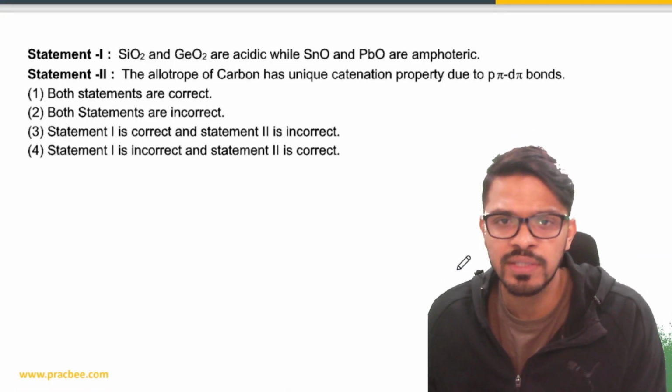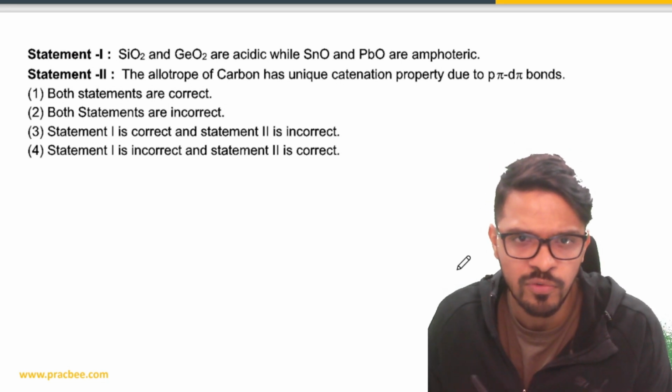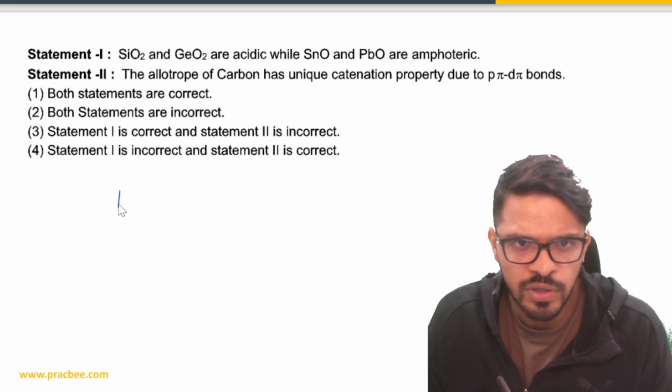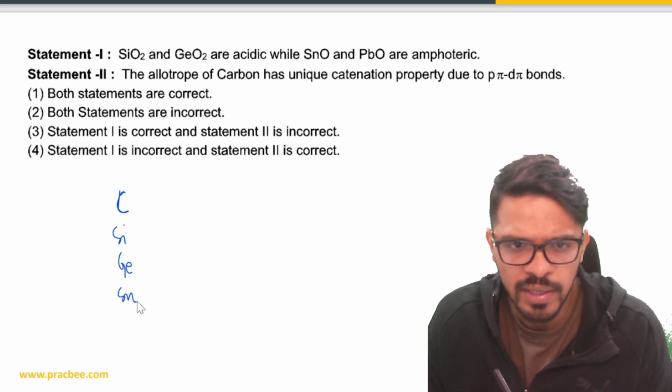SiO2, GeO2 are acidic while Sn and Pb oxides are amphoteric. So we know boron, this belongs to carbon family: carbon, silicon, germanium, tin and lead.